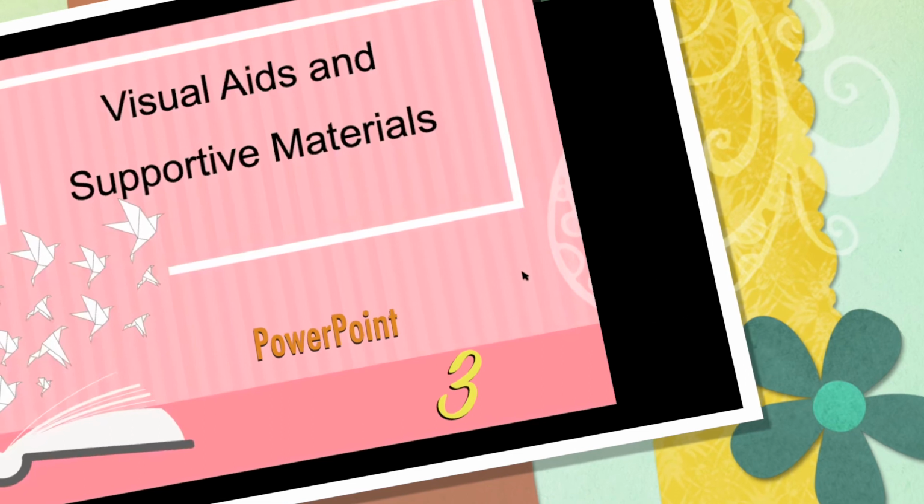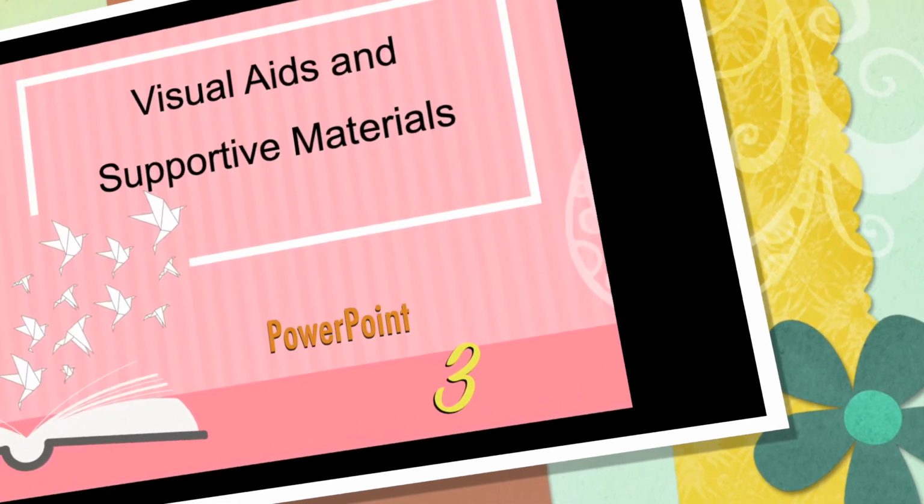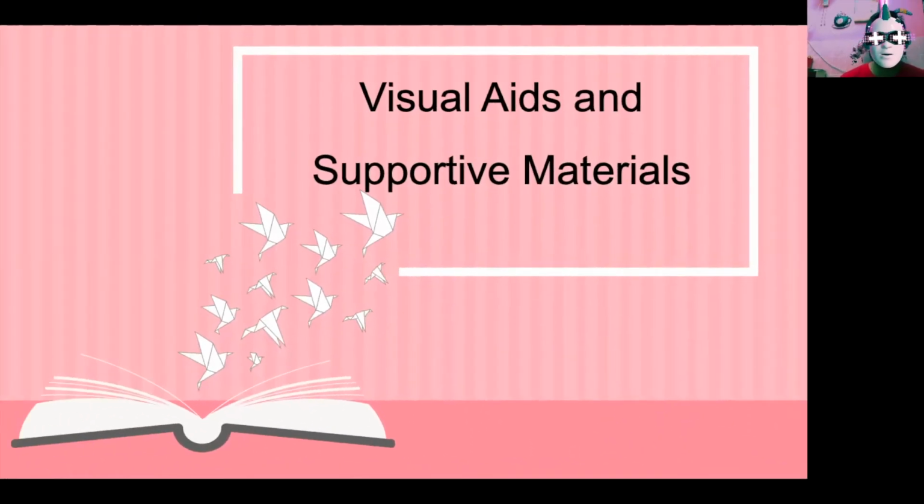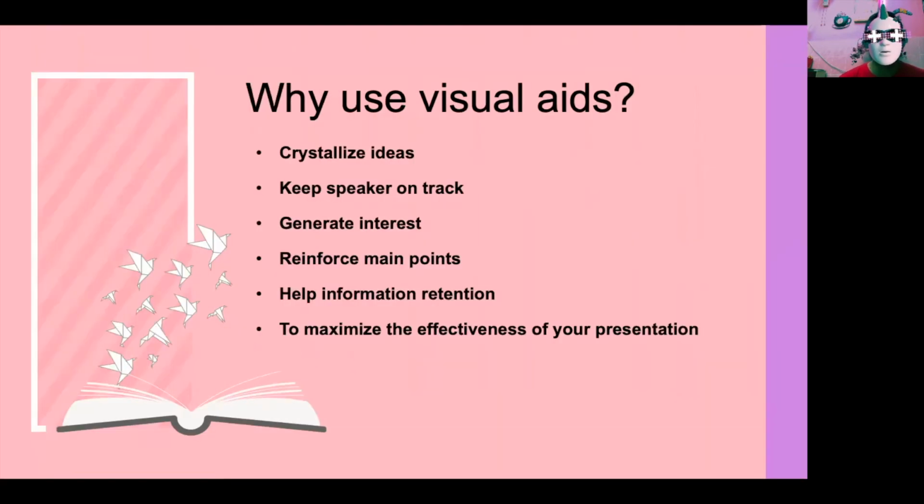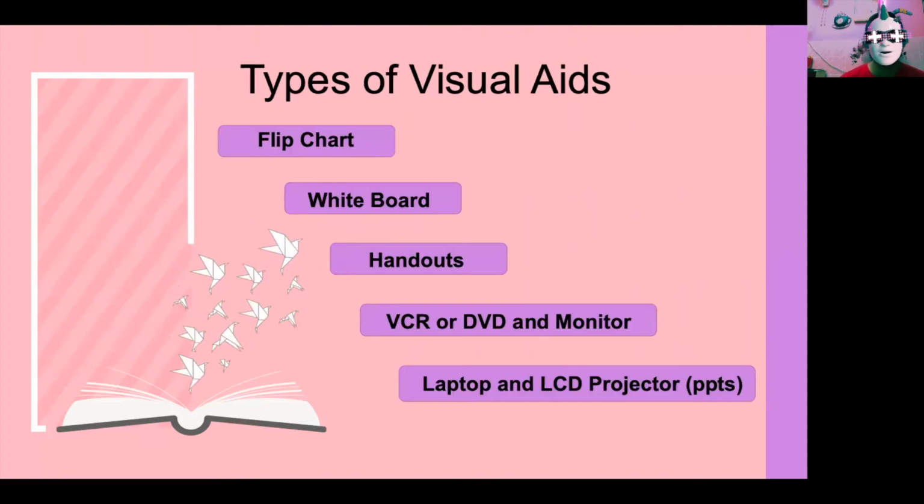Jom kita tengok visual aids and supportive materials. Visual aids, apa yang kita boleh bubuh dalam PowerPoint kita? Why use visual aids? Crystallize ideas, keep speaker on track, generate interest, reinforce main points, help information retention, and to maximize the effectiveness of our presentation. There are many types of visual aids: flip chart, whiteboard, handouts, VCR, DVD, and monitor. Lastly, laptop and LCD projector for PowerPoint.